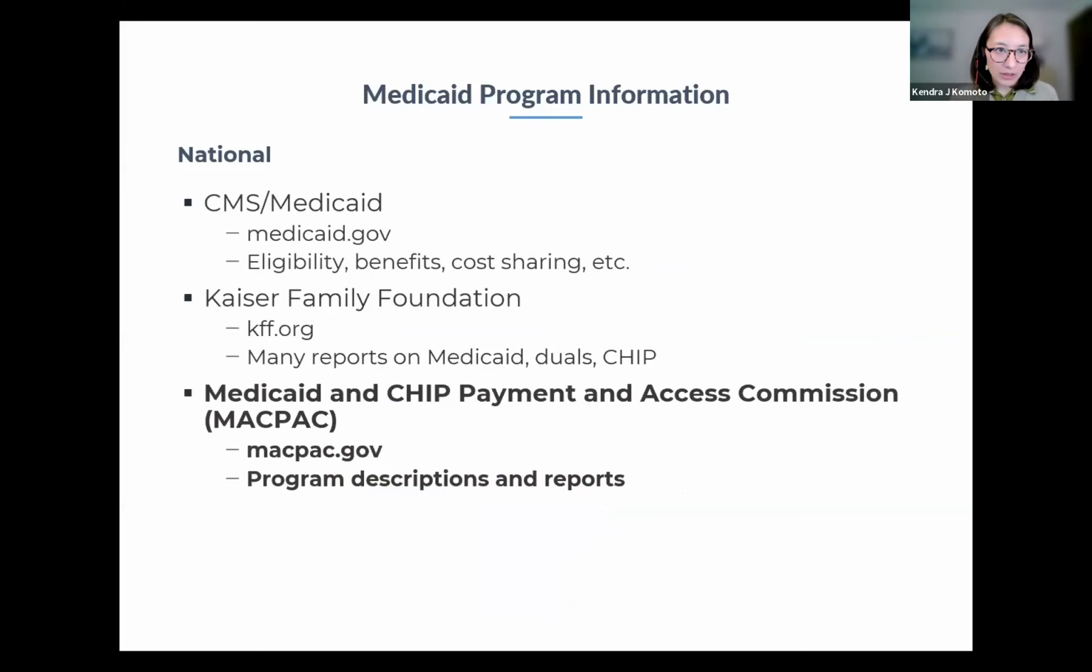The final resource I'm highlighting for National Medicaid Program information is MACPAC. The Medicaid and CHIP Payment and Access Commission is a nonpartisan legislative branch agency that provides policy and data analysis and makes recommendations to Congress, the Secretary of the U.S. Department of Health and Human Services, and the states on a wide array of issues affecting Medicaid and CHIP. So within their authorizing statute, their areas for analysis include payment, eligibility, enrollment and retention, coverage, access to care, quality of care, and the program's interaction with Medicare and the healthcare system generally.